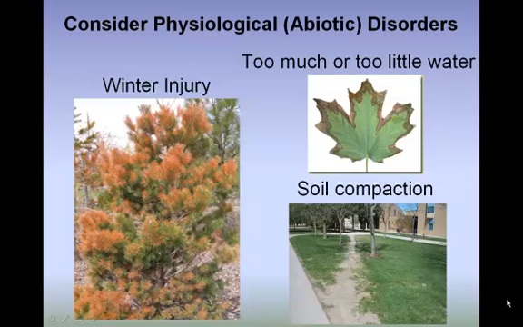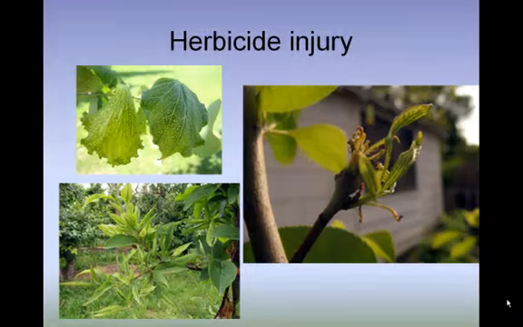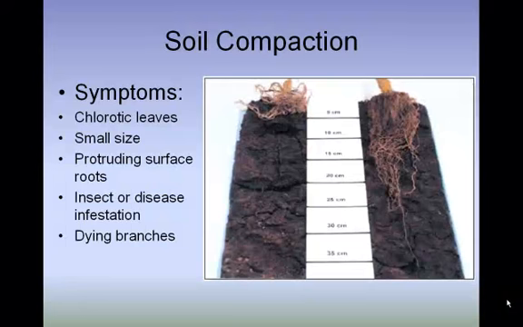And soil compaction can also cause a lot of problems. Herbicide injury can look different depending on the plant. It can look like yellowing of the leaves, so it could look like a nutrient deficiency, or it can look like mottling leaves or curling leaves, or even leaves that are just small. When they come out, they're kind of miniature or just distorted. So watch out for that. Soil compaction, I just list some symptoms here. So what are the symptoms of soil compaction? Chlorotic leaves, small size, insect and disease infestation, and dying branches.